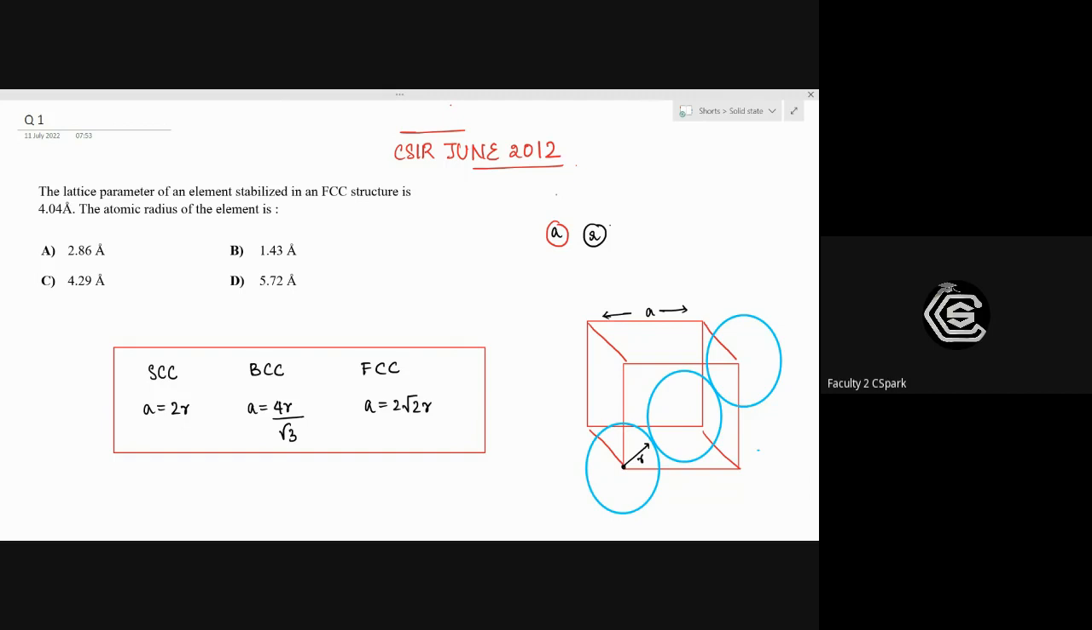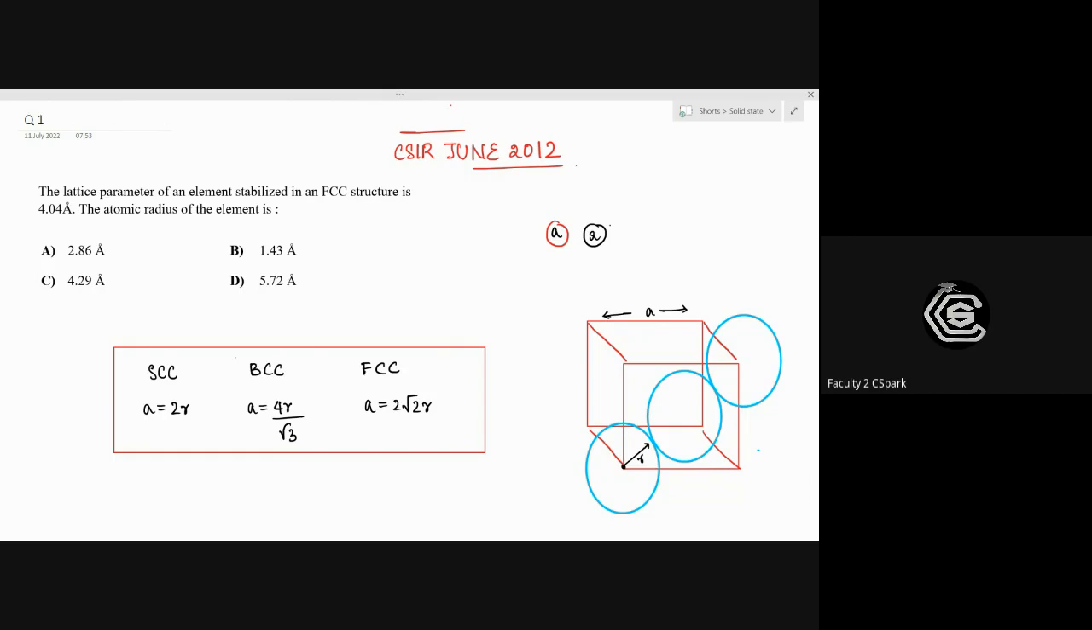But depending upon the unit cell which is given, it could be simple cubic, SCC, or body centered cubic, BCC, or face centered cubic, FCC. So depending upon that, the relations are depicted on the screen. A is equal to 2R, A equal to 4R by root 3, A is equal to 2 root 2R respectively. Then for this particular question, we'll discuss it in the end.